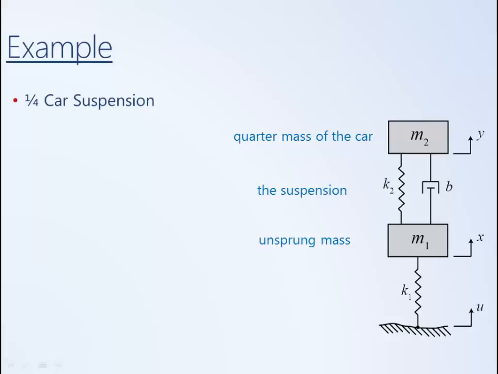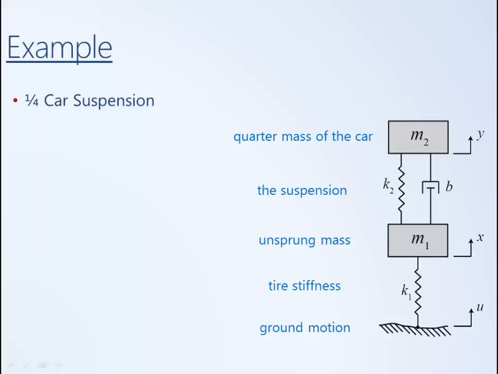M1 is the unsprung mass. It's in essence the mass of the wheel. And then we will model the tire as having stiffness K1 with negligible damping. Furthermore, U will be the motion of the ground.